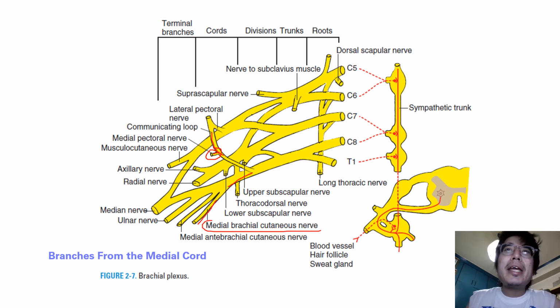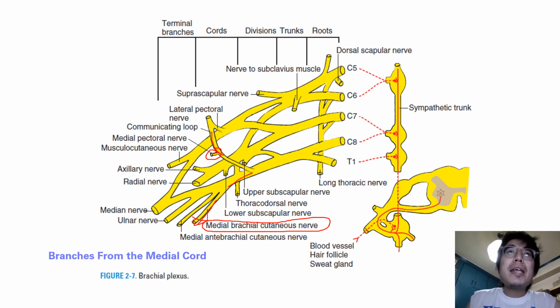The medial brachial cutaneous nerve runs along the medial side of the axillary vein. It will innervate the skin on the medial side of the arm, and it can also communicate with the intercostobrachial nerve, which arises as a lateral branch of the second intercostal nerve.